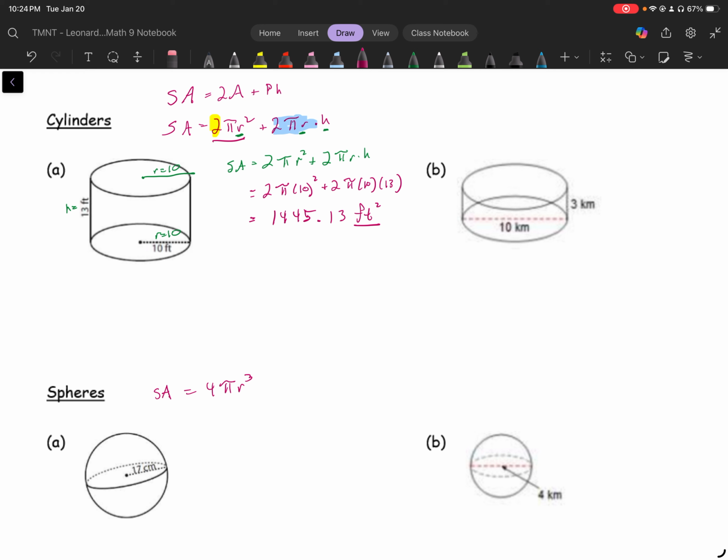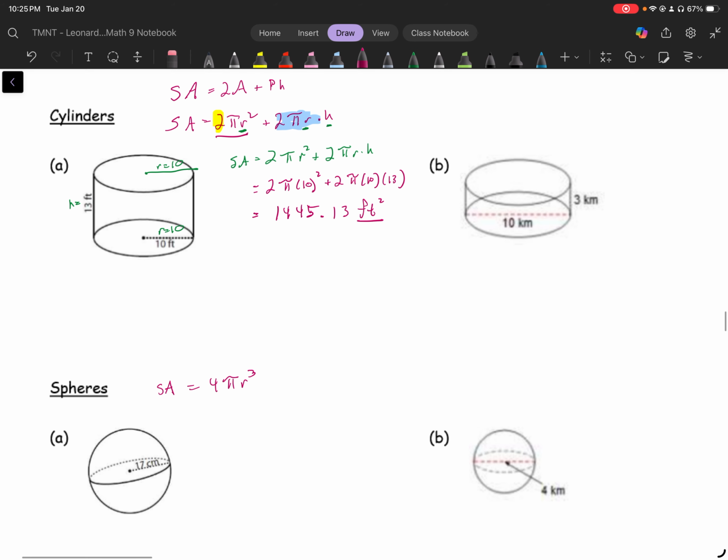Now let's go to B. B is kind of interesting. So if we just simply write down the formula, SA is equal to 2 pi r squared plus 2 pi r times h. What we have maybe is I have this variable r. What is the radius of this? Now, unfortunately, this gives me the diameter, but I can easily find the radius by taking half the diameter. So the radius here is going to be 5. So I'm just going to write this r is equal to 5 kilometers.